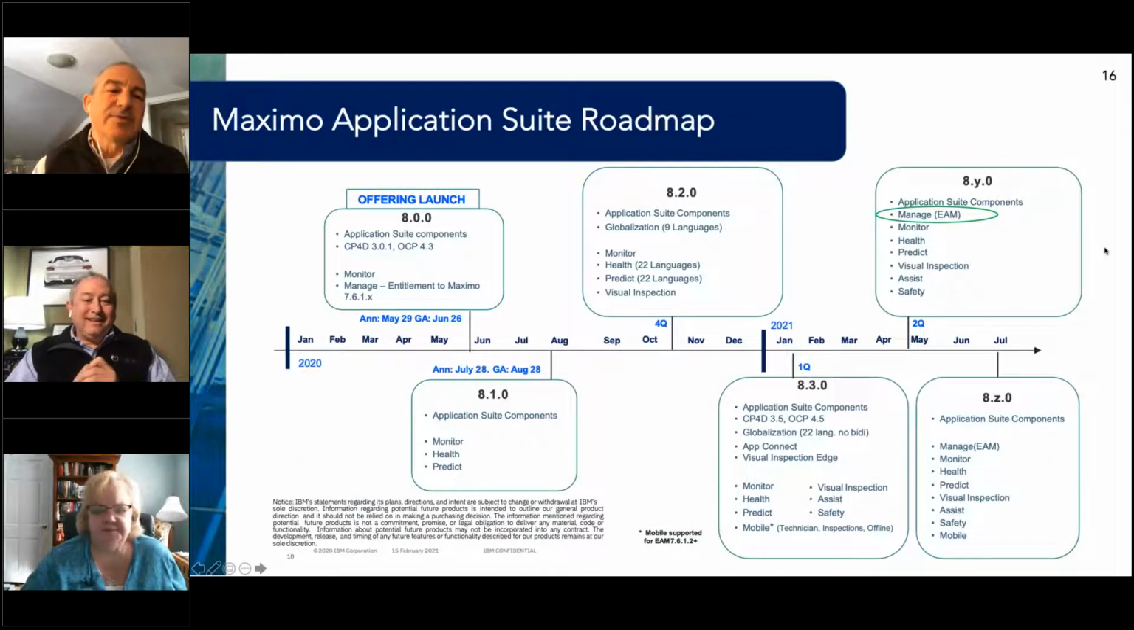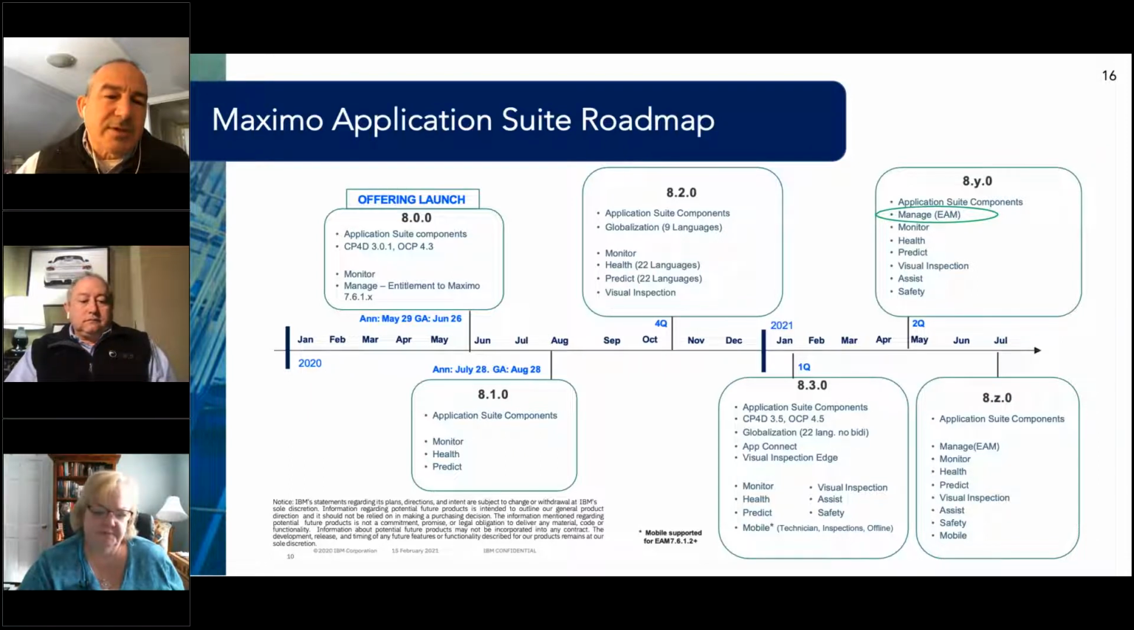Okay. So there's a quick summary. Just this and one more slide. So from a roadmap perspective, and again, this is very high level, we introduced the initial Maximo Application Suite, which came out at the end of May or early June. Yeah, end of June was when it GA'd. And that was the suite itself with the monitoring capability. It did include an entitlement to Maximo 7.6.1. So that is still there right now.